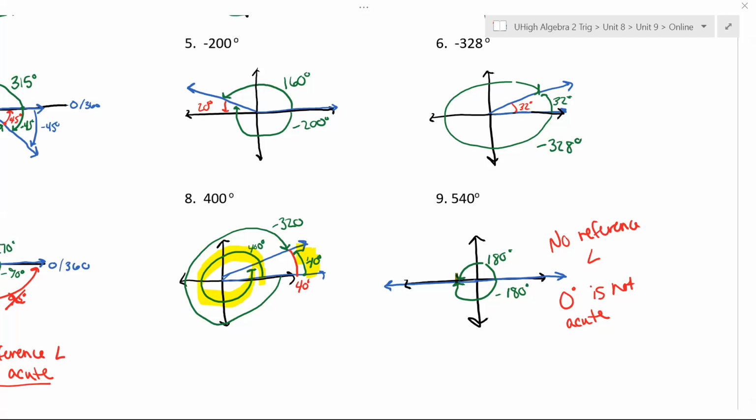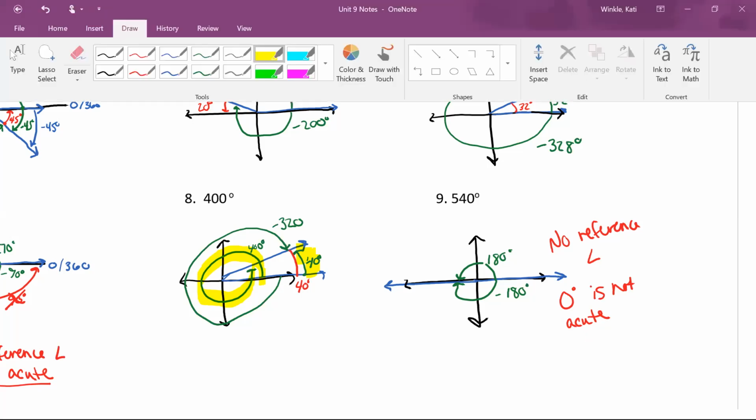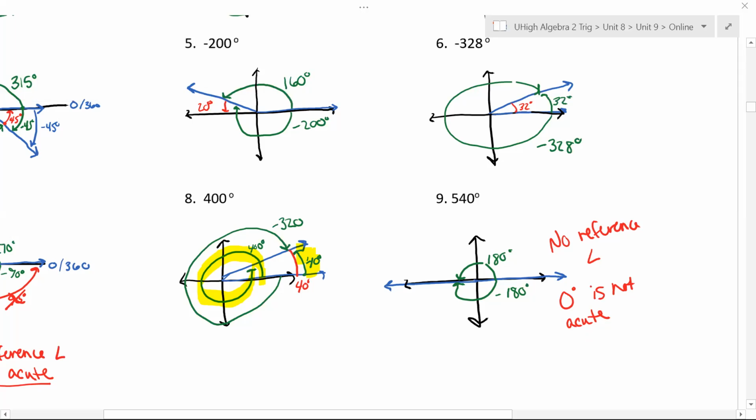The other interesting thing with this one is that we don't have a reference angle because 0 degrees is not included in our acute angles. So remember, acute means between 0 and 90, so not including 0 or 90.